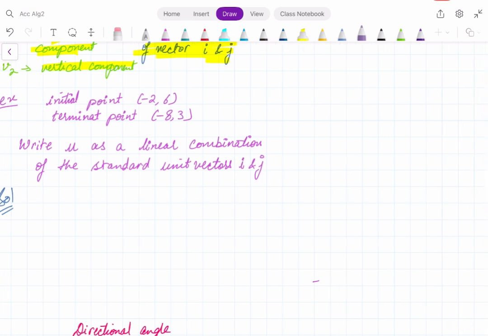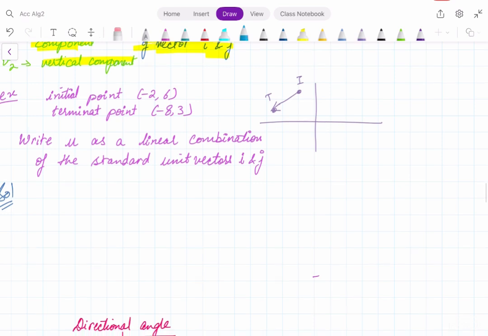So let's take one example. So initial and the terminal are given. What they are asking for is linear combination. So whenever they ask for linear combination, they are asking for i and j format, right? So linear combination of the standard unit vector i and j. So we have the initial and the terminal. So we are starting with (negative 2, 6) and (negative 8, 3). That is my direction. Now, to write in the linear combination format, what is the component form of it? Let's find the component form.